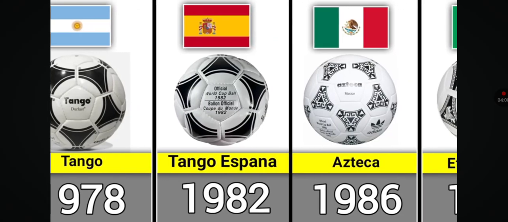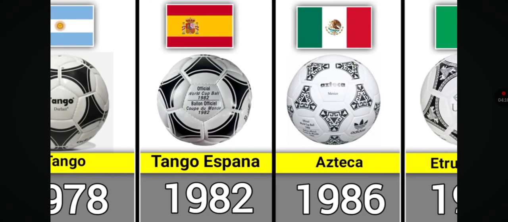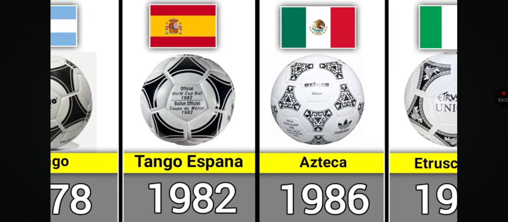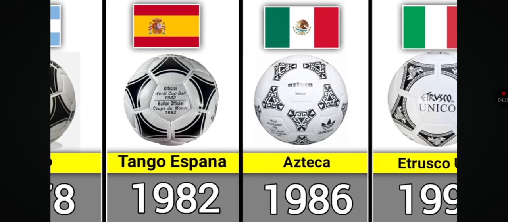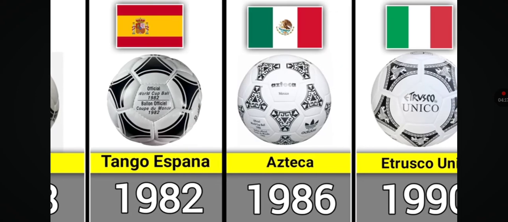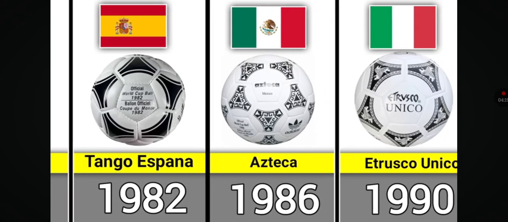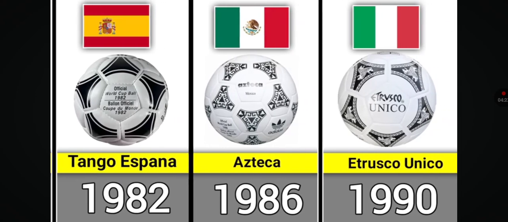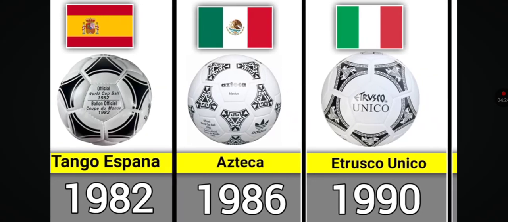1986, Azteca. The Azteca became the first fully synthetic World Cup ball. This was a major breakthrough in football history. It reduced water absorption and improved performance drastically. Football had entered a new technological era where innovation shaped how the game was played.